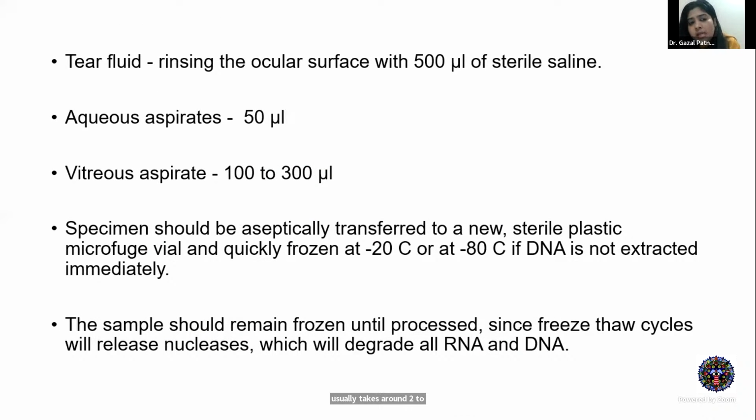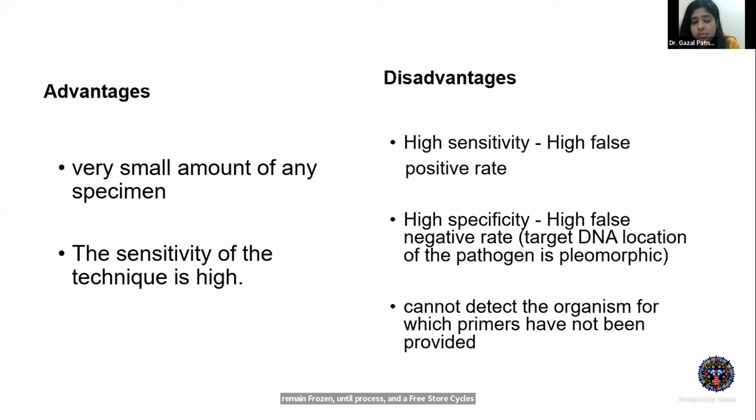Tear fluid also can be used for diagnosis. For aqueous aspirate, we need around 50 microliters. For vitreous aspirate, around 100 to 300 are sufficient. They are aseptically transferred to a new sterile plastic vial and frozen at -20 to -80 if DNA is not extracted immediately. The sample should remain frozen until processed, because freeze-thaw cycles will release nucleases that will degrade all the RNA and DNA. So its advantage is that a very small amount is sufficient and sensitivity is very high.